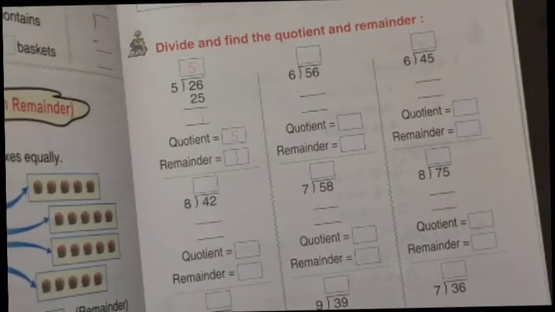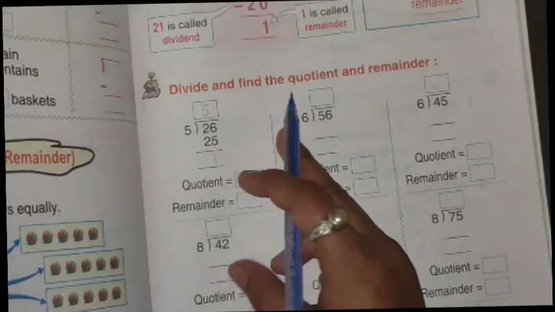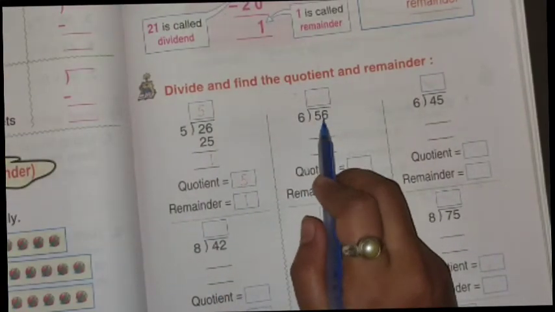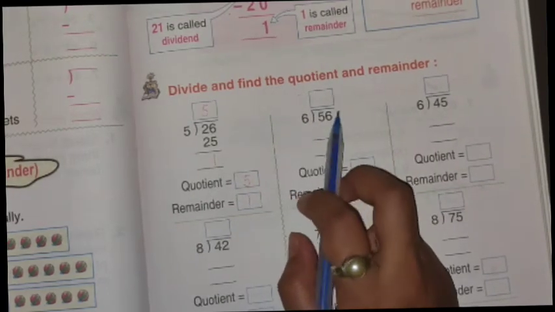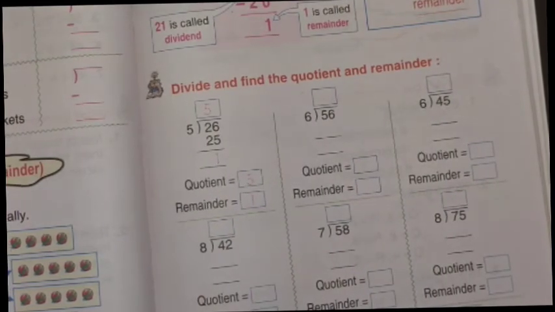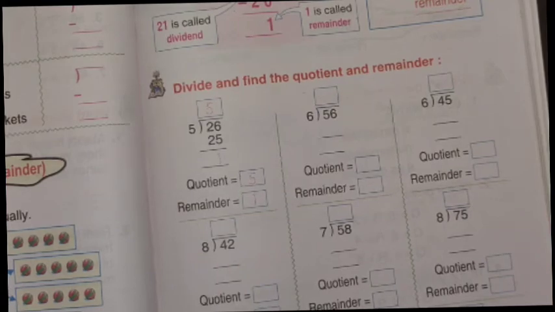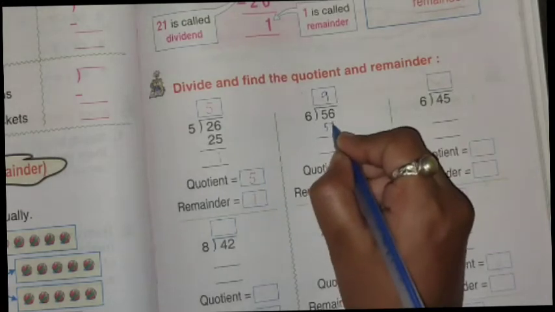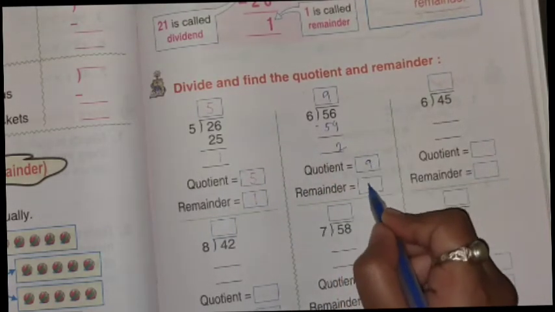Now everyone open page 115 of your maths book. Divide and fill in the quotient and remainder. You have to divide 56 by 6. Recite the multiplication table of 6 and find how many times 6 goes into 56. 6 8s are 48, 6 9s are 54, 6 10s are 60. But 60 is greater than 56. So 6 9s are 54. 56 minus 54 is 2. So 9 is the quotient, 2 is the remainder.